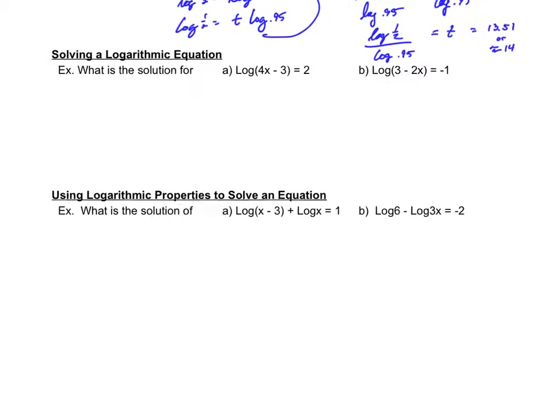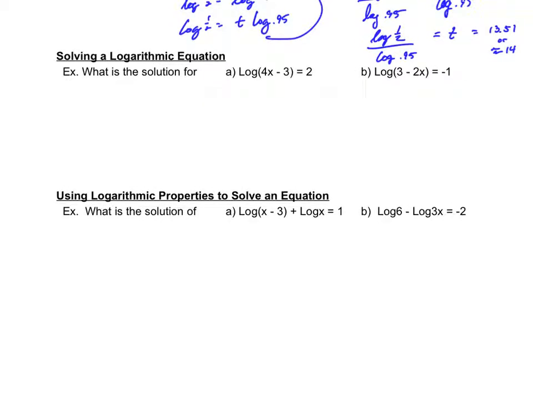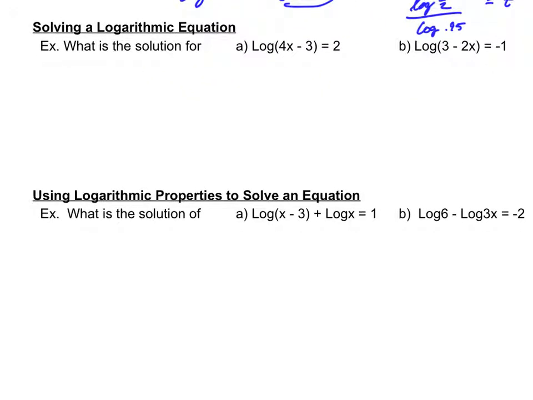Let's see, solving a logarithmic equation. Some things that we need to remember: when you have a logarithm and there is no base written, then we know that that is base 10. Remember, that's base 10. So if we go and reorder these, we can reorder them using our logarithmic functions.